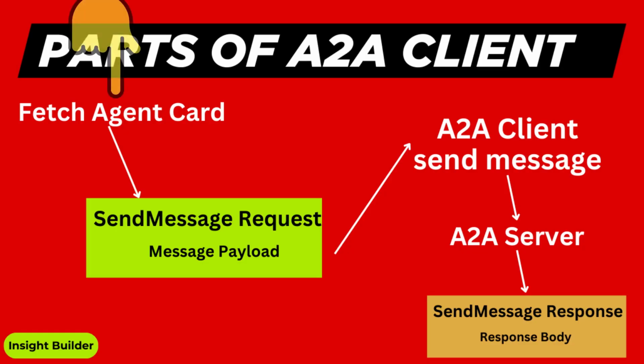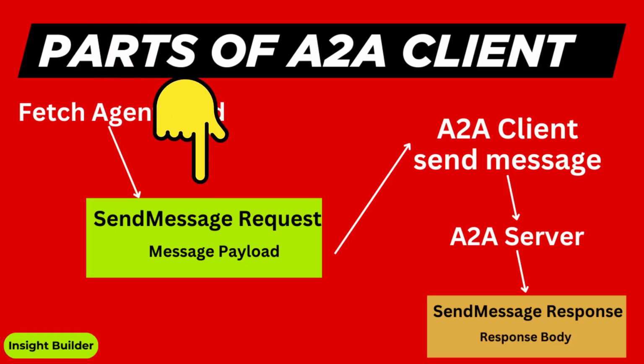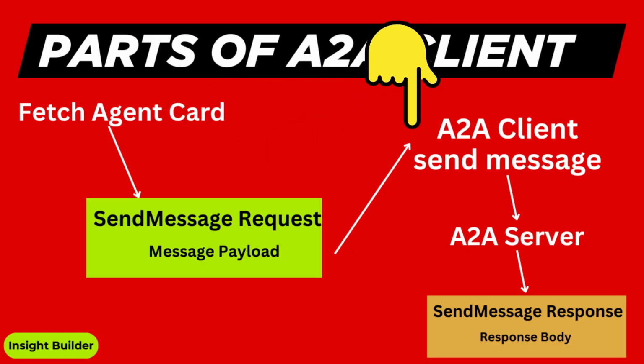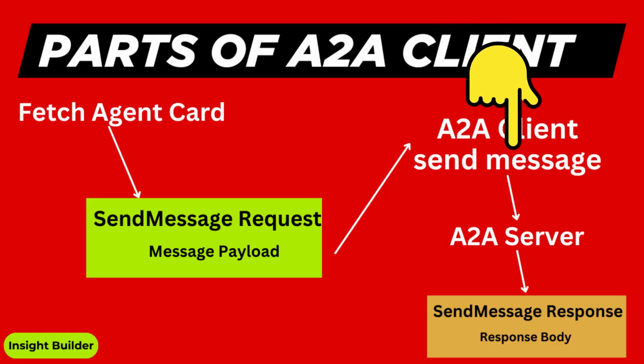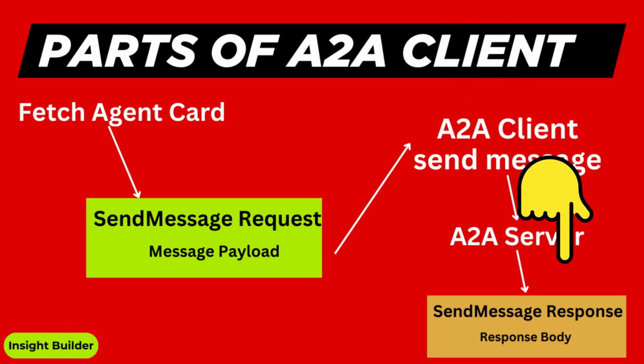The A2A client first has to fetch the agent card after connecting to the A2A server. Then it wraps the user message into the send message class as payload and sends the request to the server. The A2A server then returns the response, which is wrapped into the send message response class for further processing by the client.